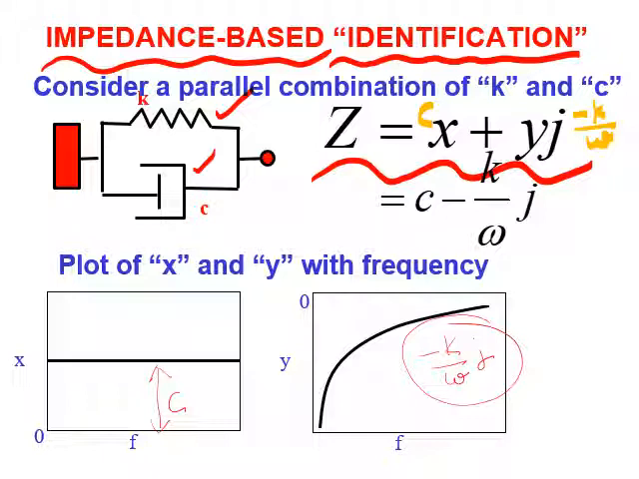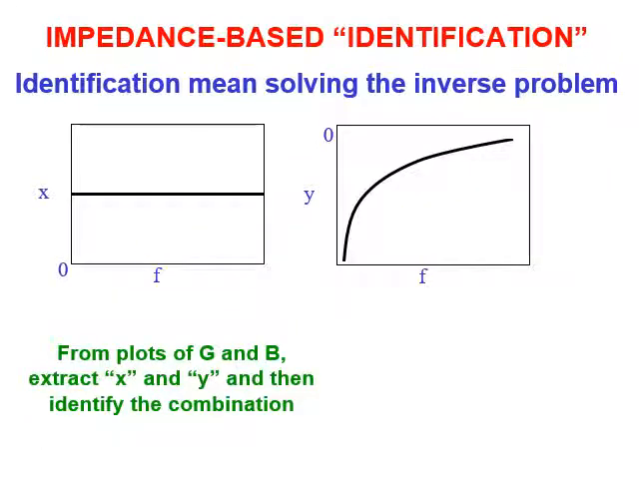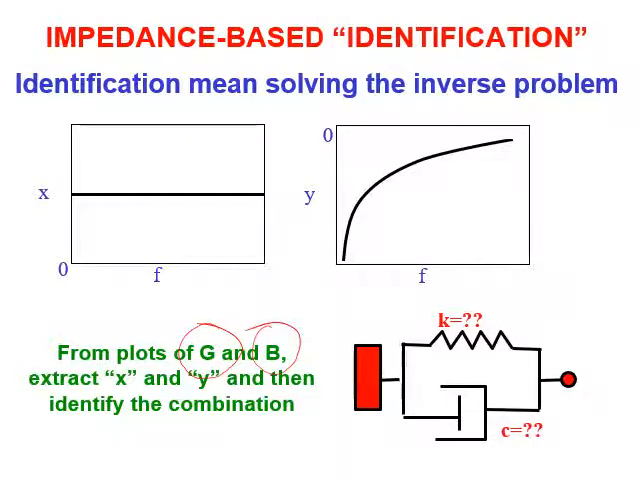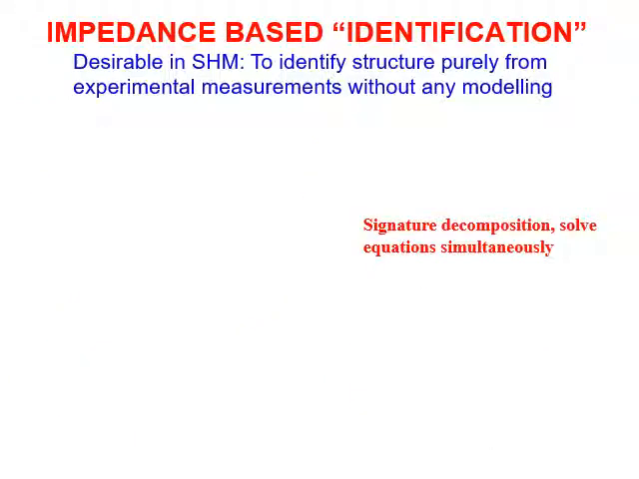Similarly, what we do in the impedance based identification, we try to see the variation of X and Y and then we identify the constitution of the structure. So in general it involves solving the inverse problem. From the plots of the G and B we obtain X and Y, and then from the variation of X and Y we can identify what the parameters are. So this I am giving you just as an example. In general we can have different kinds of variation of X and Y. I will show you this in this slide.